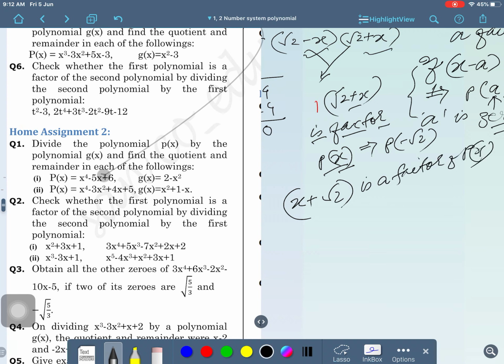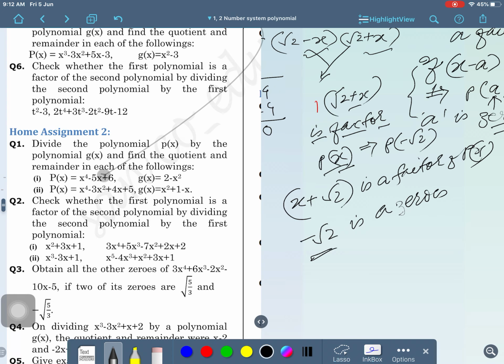So, what do we conclude? We conclude here, okay, what does it conclude? It means so many factors are there, the polynomial will have so many zeros. Is that clear guys?